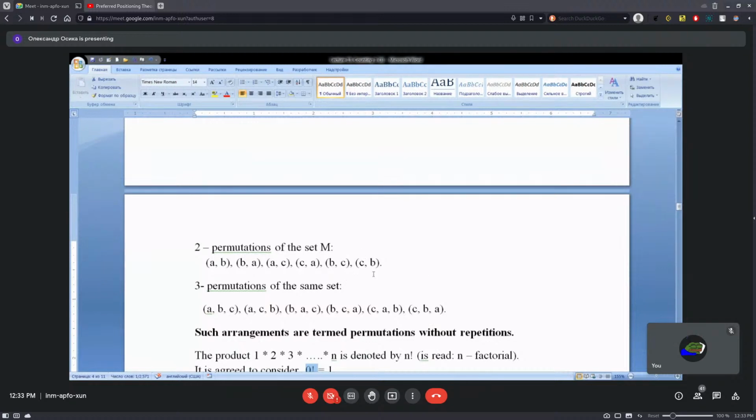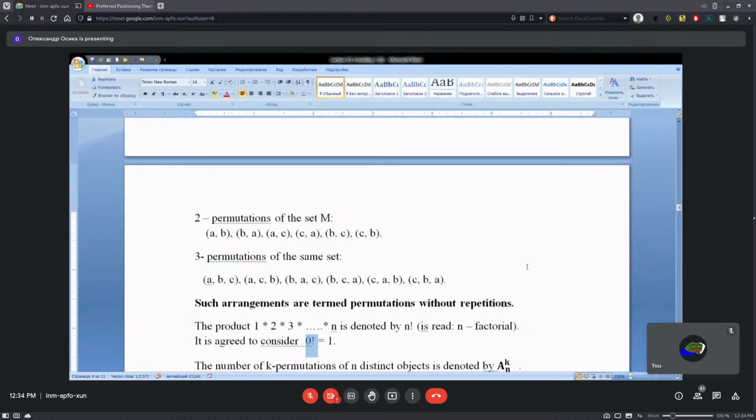So they are made now only of B and C, but we can make in such a way 3 permutations, 2 permutations, B and C. And after that, the number of such permutations is equal to B and C, 2.